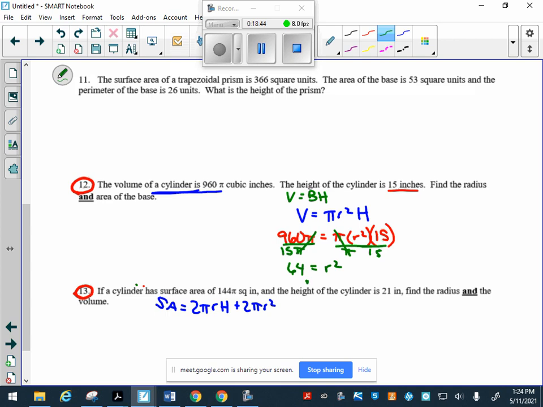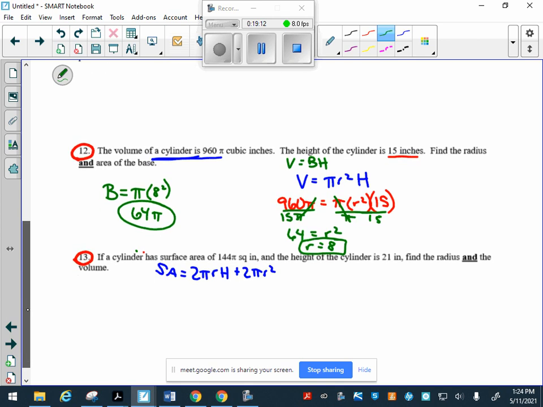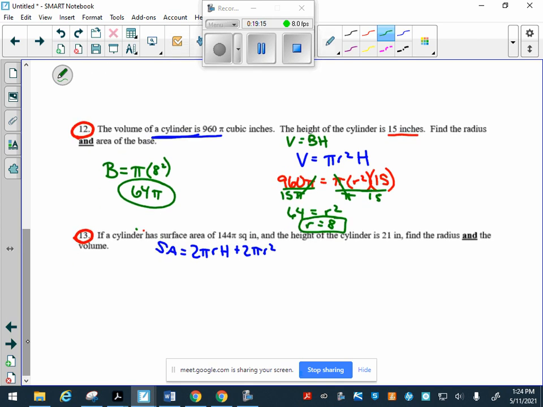What would radius be? Square root of 64? So if the radius is 8, find the area of the base. Well, that's just pi times 8 squared, or 64 pi inches squared.